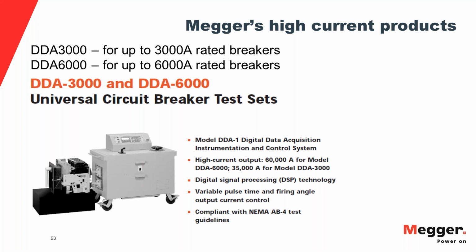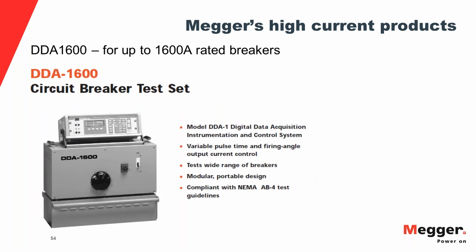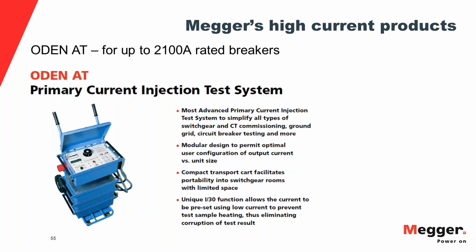As far as what we have to offer now, if you have to test breakers up to 3000 amp rated breakers, you can get a DDA 3000. Then there's a DDA 6000, which you need to be able to test breakers rated for up to 6000 amps. Both of them look very similar. They're pretty heavy sets, as you can see. DD1600 is smaller, and it's rated to test for up to 1600 amp breakers.